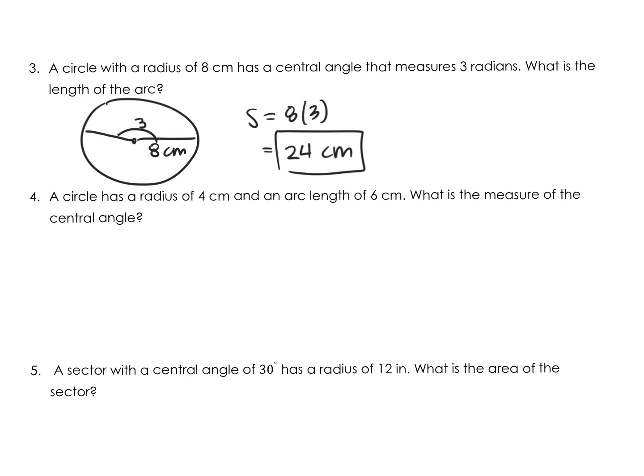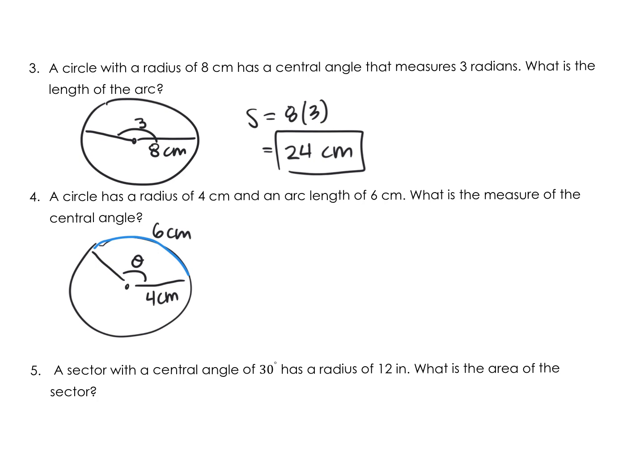Okay, we can also work backwards. I have a circle with a radius of 4 and an arc length of 6 centimeters. What is the measure of the central angle? This time, I have 4 centimeters, and we know the distance along the curve is 6 centimeters. So what is our angle theta?